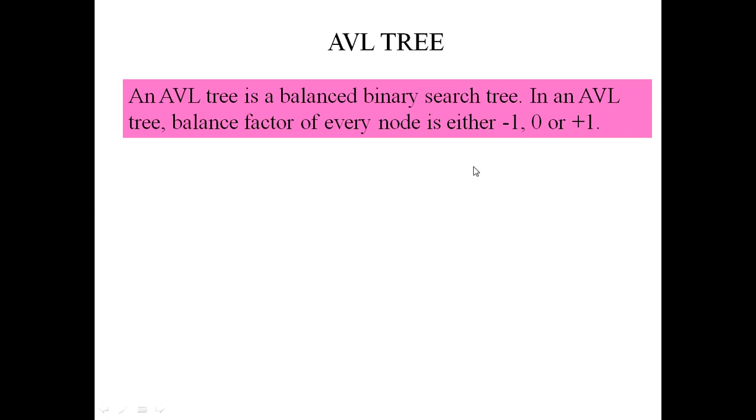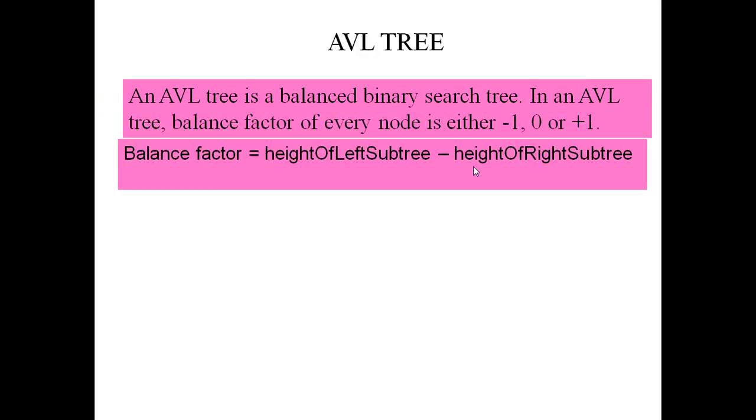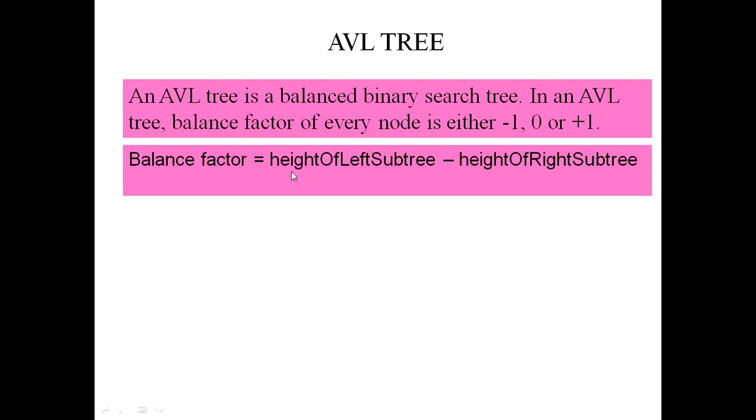So how to calculate this balance factor? We have this formula. We calculate the height of the left subtree, that is the distance from the node to the leaf node of the left subtree, minus the height of the right subtree, from the node to the leaf node of the right subtree. The value should be -1, 0 or +1. It means the tree is balanced. We'll see that one.